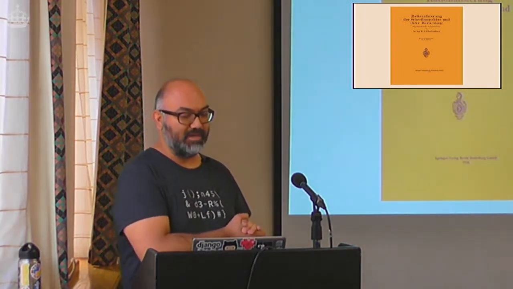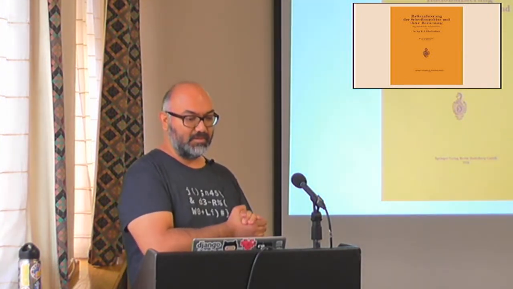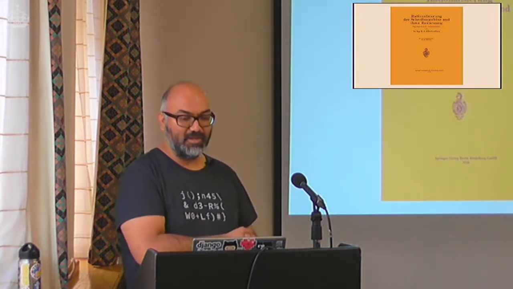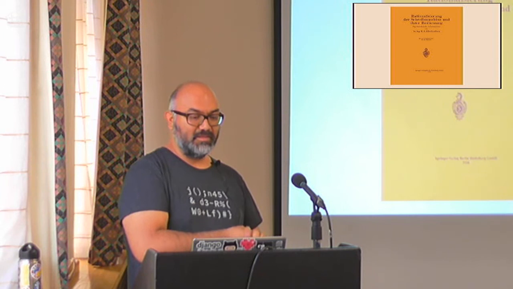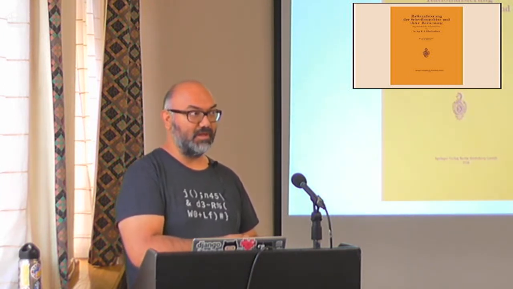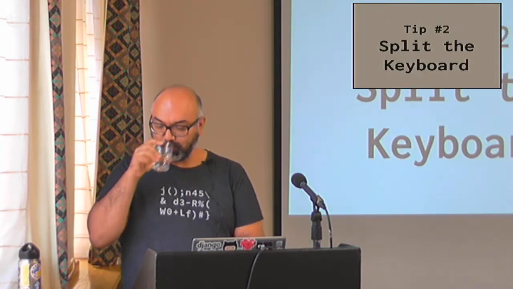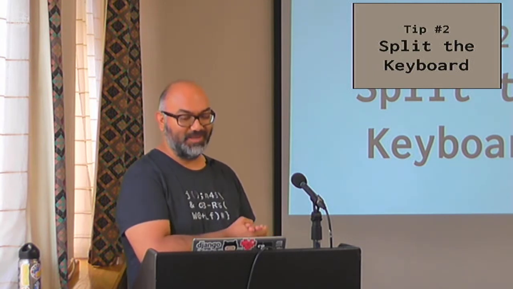In 1926, Dr. E.A. Kloppenberg, in his book, Rationalisierung der Schreibmaschine und ihrer Bedingung, which translates to Rationalization of the Typewriter's Operation, did a lot of studies on how typewriters were being used in the office. He discovered that to relieve shoulder pain, the best thing to do was to split the typewriter to be shoulder width. Tip number 2, split the keyboard.